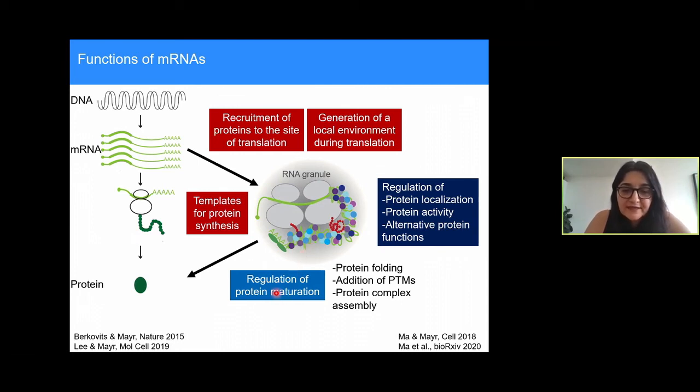This local environment then can regulate protein maturation, because many proteins, after they have been translated, are not fully functional. They have to fold, they have to find their interaction partners, and some require post-translation modifications that then influence their place of final location. So basically, the biological consequences of all these different things that happen during translation are that 3'UTRs can regulate protein localization, protein activity, and they also can diversify protein functions. And that's basically the summary of what I want to talk about today.